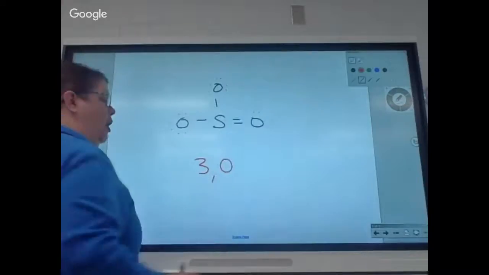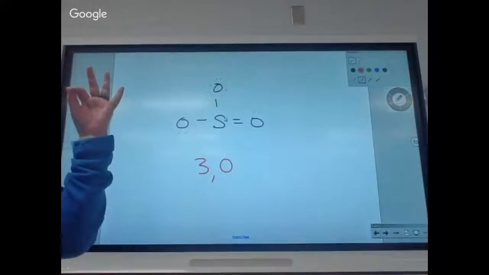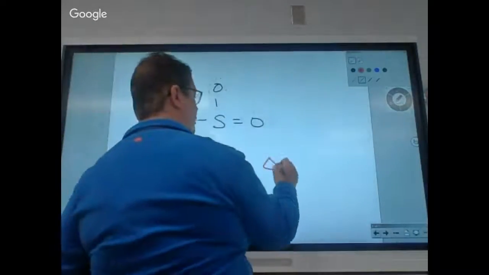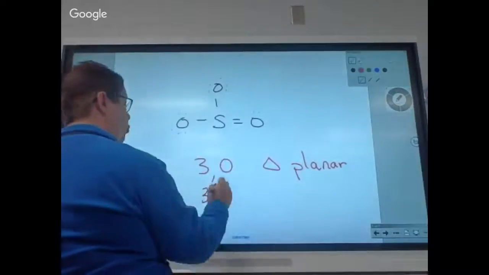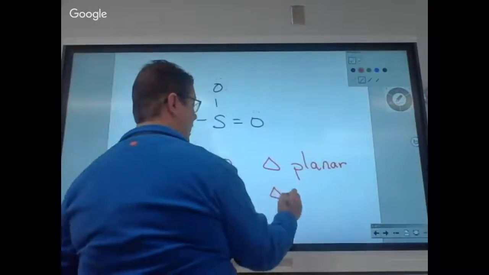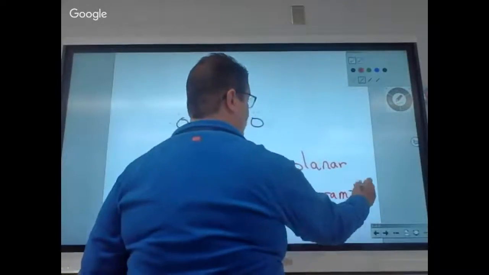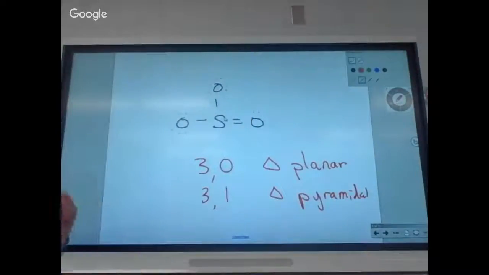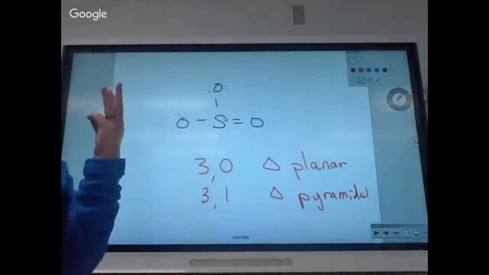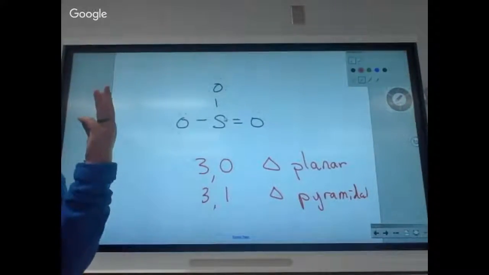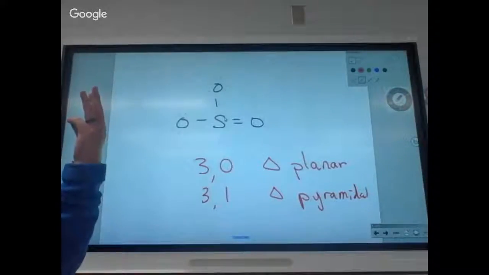I have no lone pairs, so I'm a 3 and 0. 3 and 0 is what geometry? Triangular planar. Because 3 and 1 lone pair is triangular pyramidal. That's why I wrote it down in the opening, because I want you to make the connection that 3 and 0 is triangular planar, but 3 and 1 is triangular pyramidal. Does that make sense?